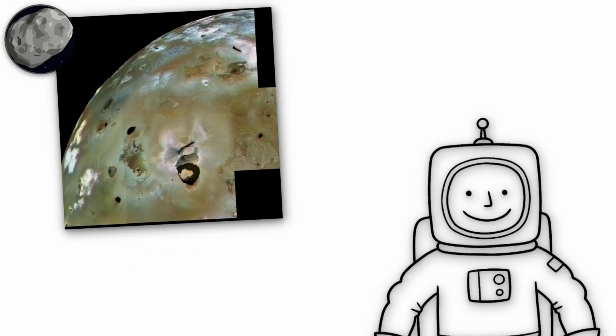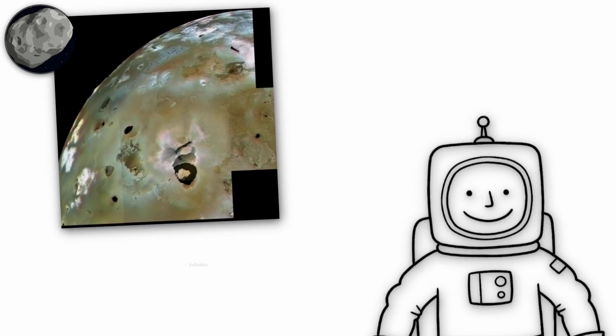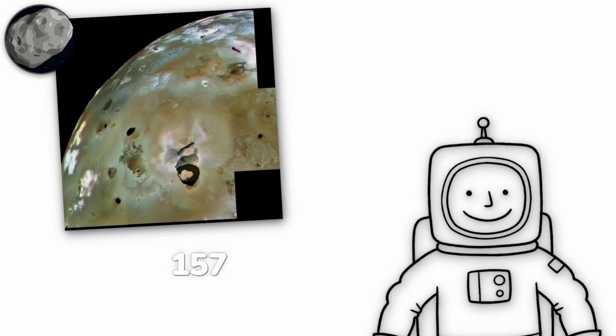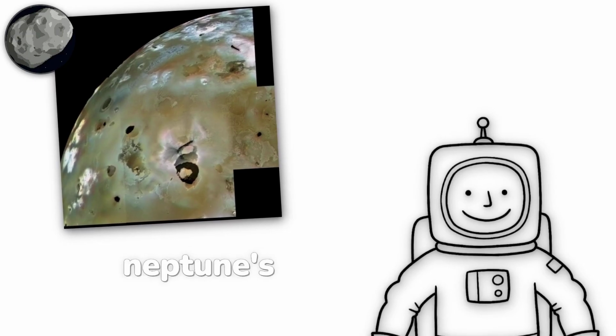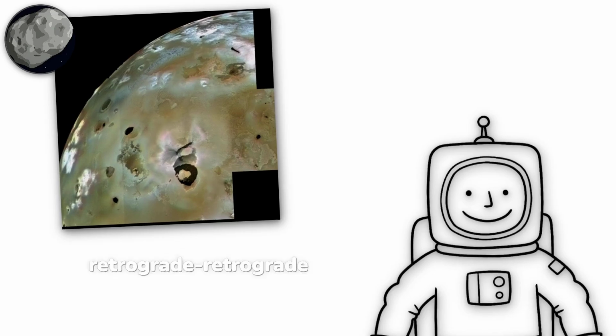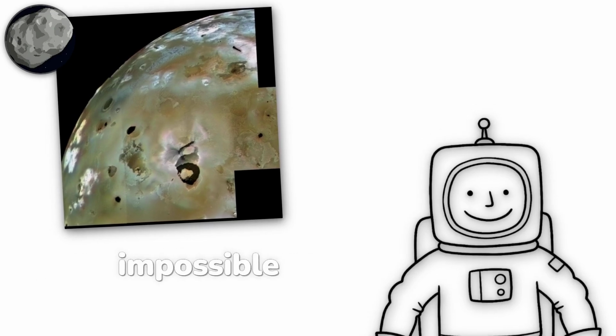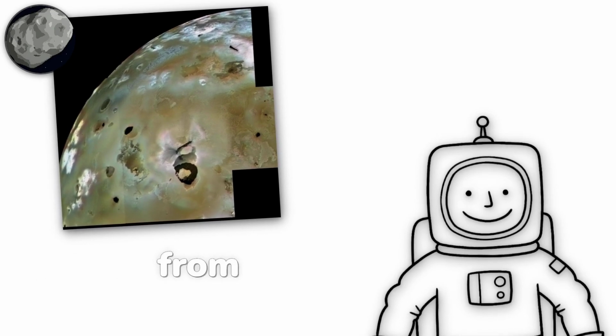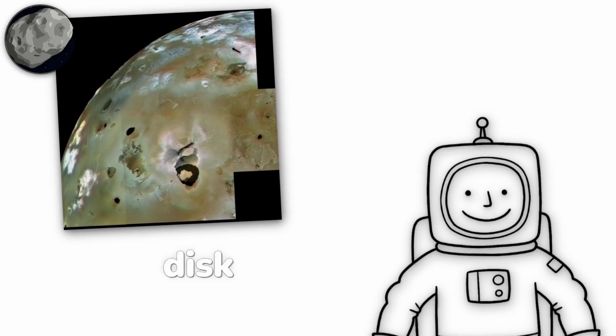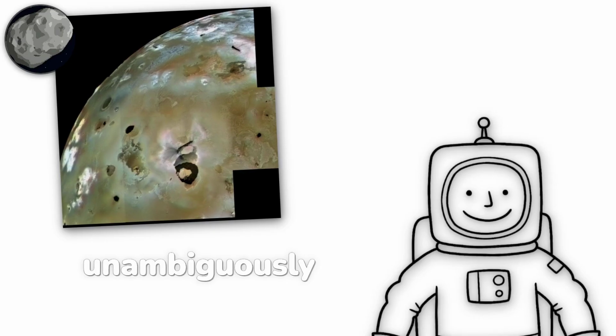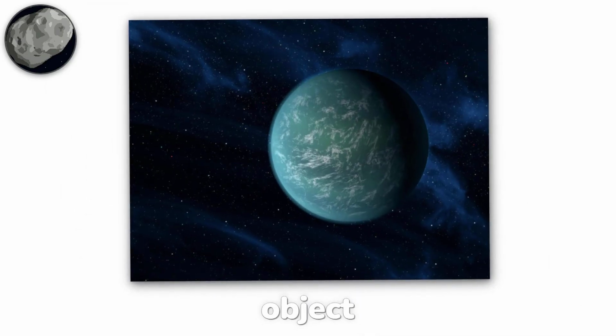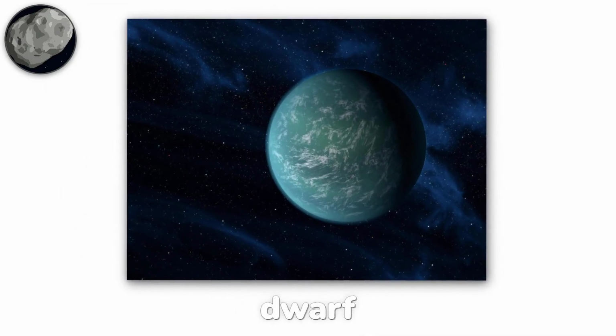Triton orbited Neptune in a retrograde direction with an inclination of approximately 157 degrees to Neptune's equatorial plane, the retrograde orbit being impossible to reconcile with formation from Neptune's circumplanetary disk and communicating unambiguously that Triton was a captured object. Triton was a captured dwarf planet.